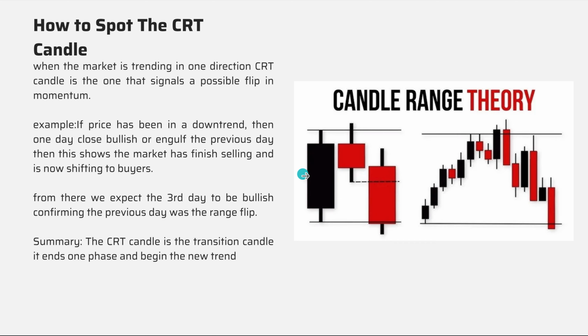All right, so how to spot the CRT candle. When the market is trending in one direction, the CRT candle is the one that signals a possible flip in momentum. For example, if price has been in a downtrend, then one day closes bullish or engulfs the previous day, this shows the market hasn't finished selling and is now shifting to buyers. From there, we expect the third day to be bullish, confirming the previous day was the range flip. In summary, the CRT candle is the transition candle. It ends one phase and begins a new trend.